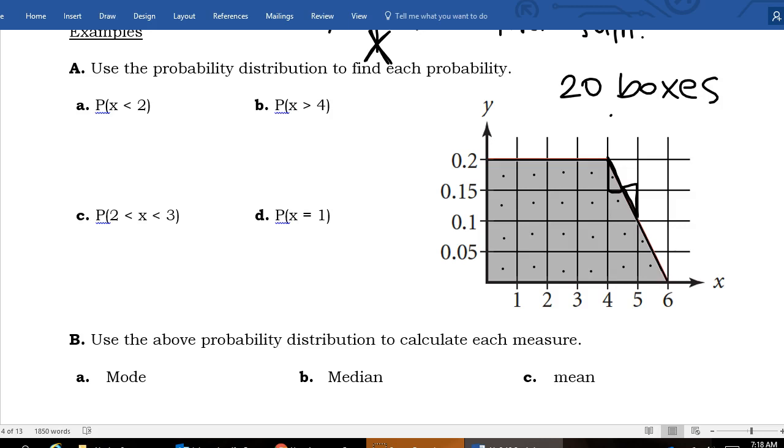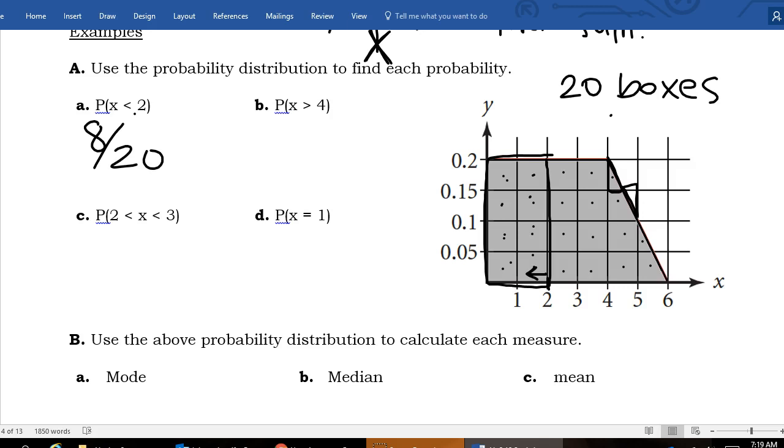So the probability that x is less than 2. Here is 2. So less than would be everything this way from 2. We're going to count up how many boxes are in this region. That's less than 2, and it'll be that out of 20. So that's 2, 4, 6, 8. 8 boxes out of 20. The probability that x is less than 2 is 8 out of 20.